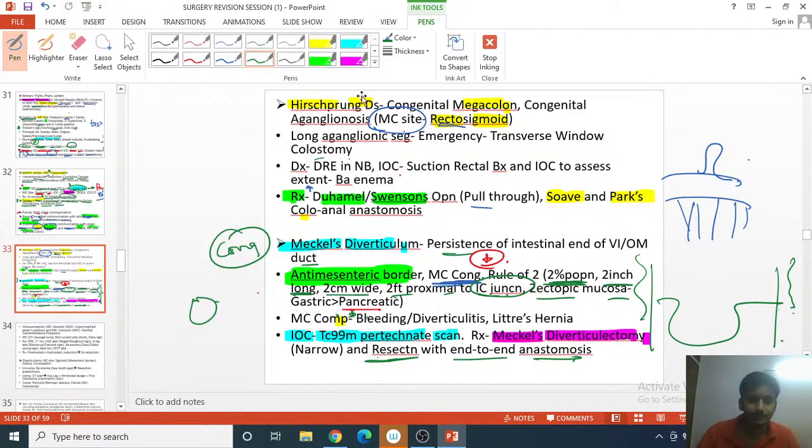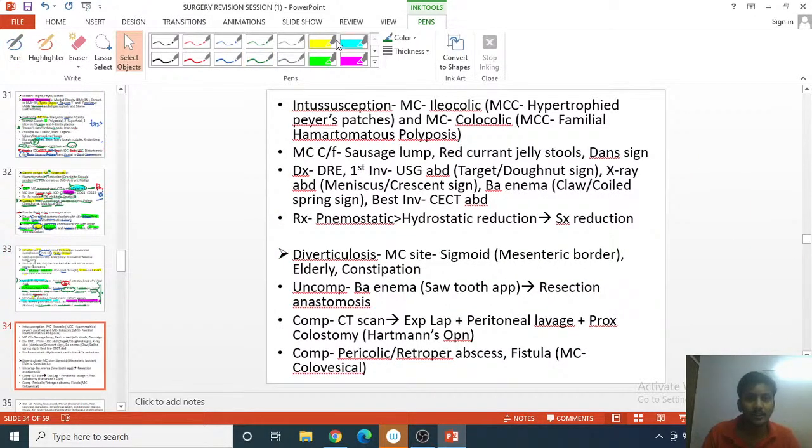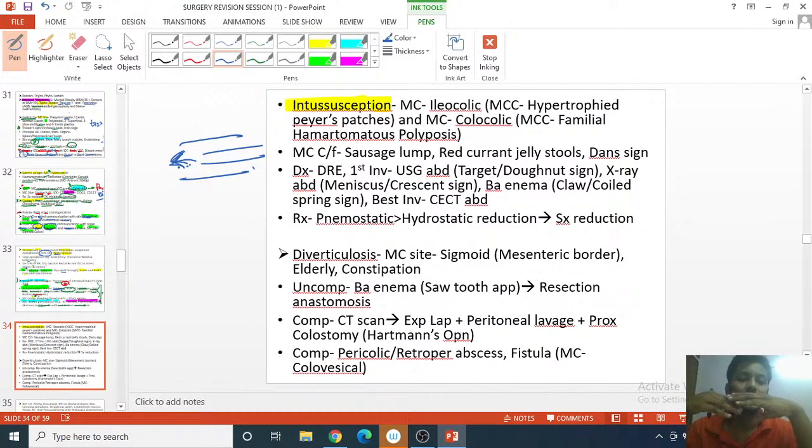Please remember. Then intussusception. I have already discussed this with you in pediatrics mainly. So what happens in intussusception? An adjacent part of the intestine invaginates into the next part. So remember, a narrower part of the intestine will invaginate into the broader part, going inside it.